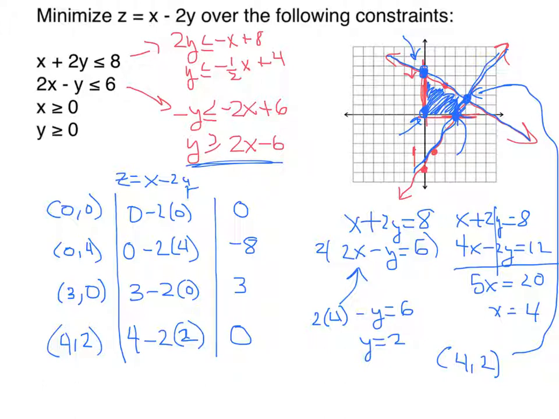So go back to your original problem. The original problem is looking for us to minimize the function, and the value here that is least is -8, which means that the function is minimized at 0, 4, and its minimum value is -8.